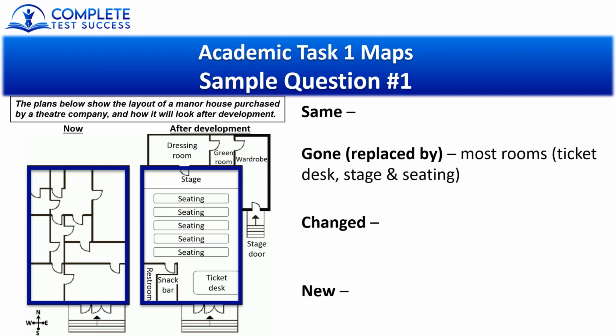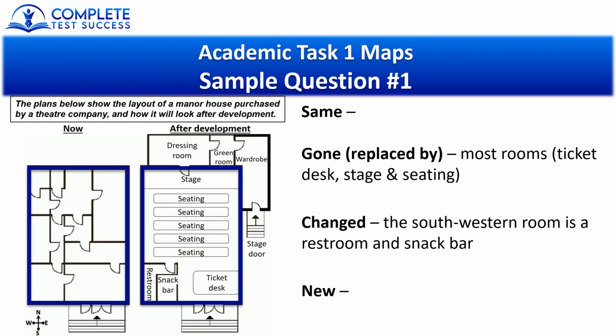As you can see, the things that disappeared are outside the brackets and the things that appeared are inside the brackets. That's just my shorthand, so I don't need to write too much in my notes. Next, I want to make a note of the room in the bottom left corner that's still there. I'll put this in the change category and say, the southwestern room is a restroom and snack bar.